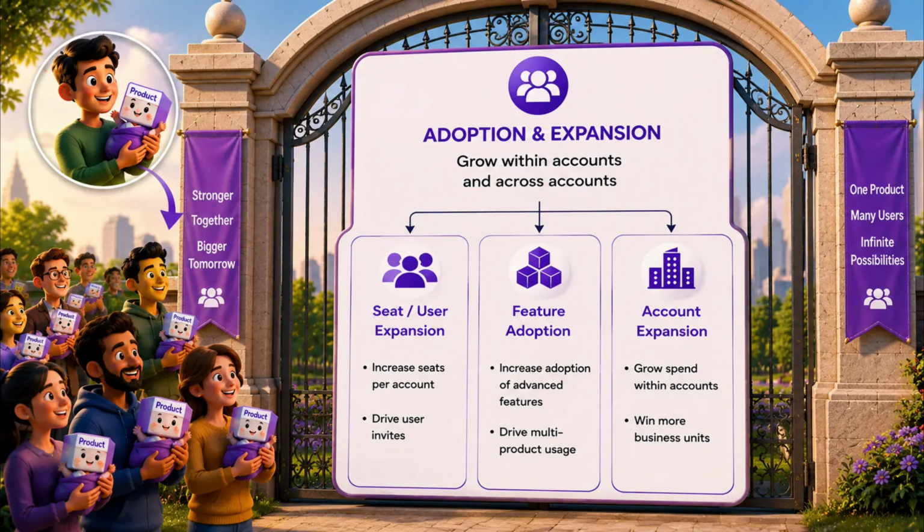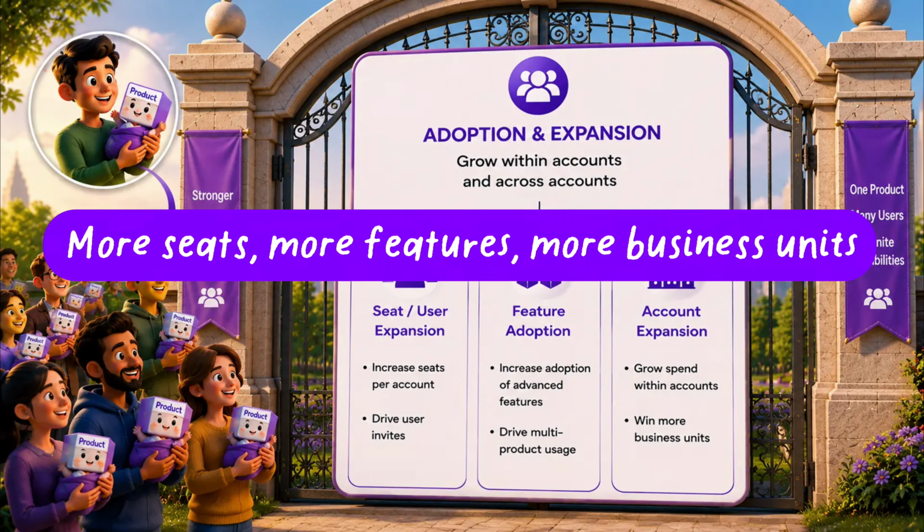The last growth engine, adoption and expansion. This is about growth within accounts and across accounts. The unit of growth isn't a user, it's an account. And the account can grow in three different directions: more seats, more features, or more business units.